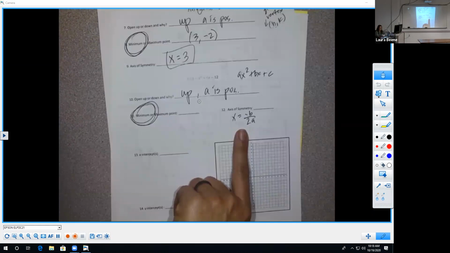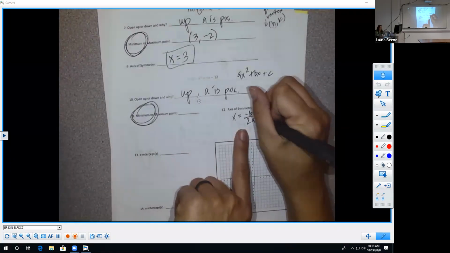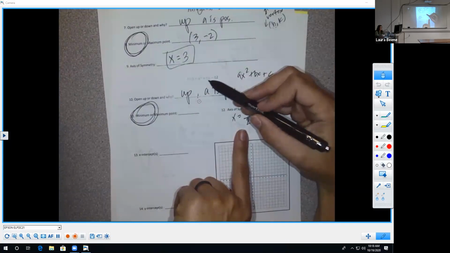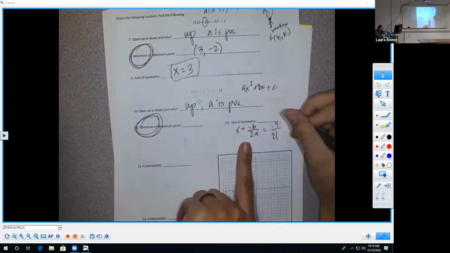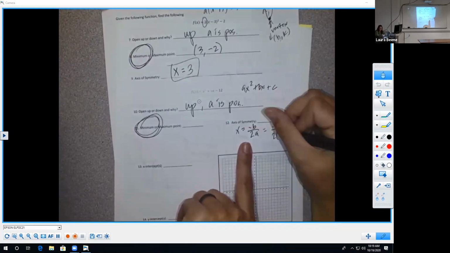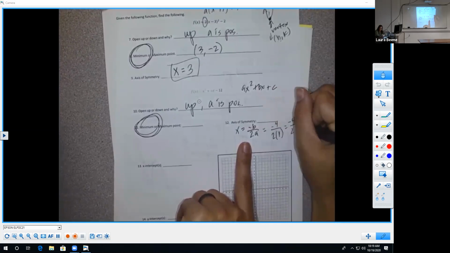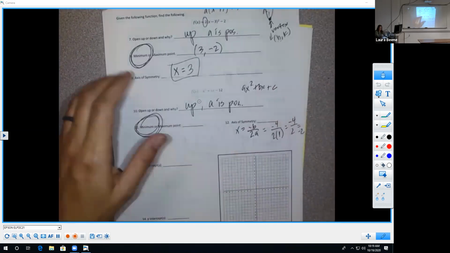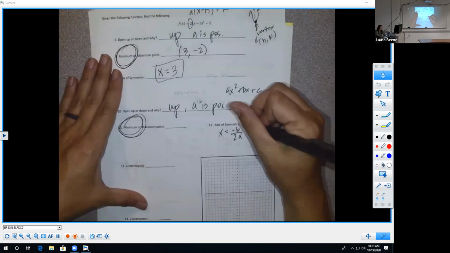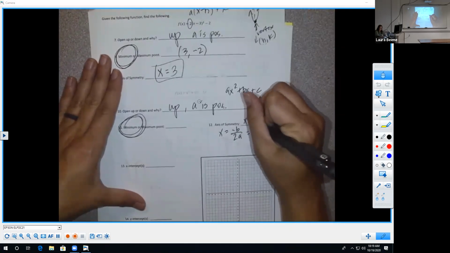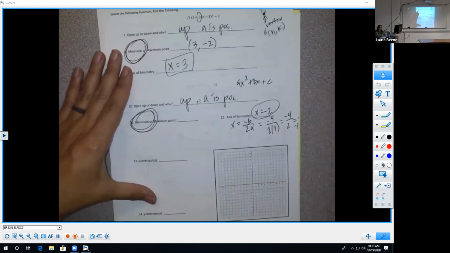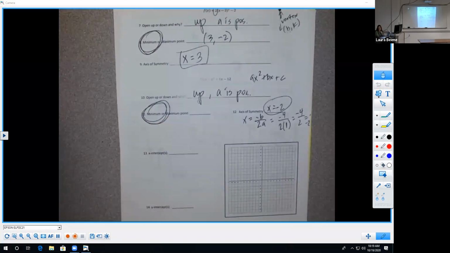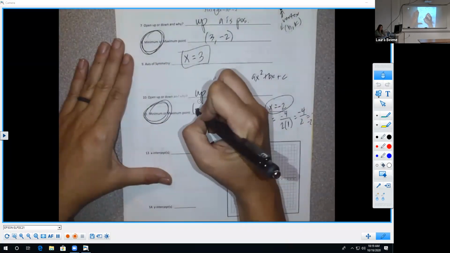B is the number in your equation, the 4. So it's -4 over 2 times my a value, which is 1. So -4 divided by 2 is -2. So my axis of symmetry is x equals -2. Okay, so that tells me part of my vertex. What part of my vertex does it tell me? The x value of my vertex.